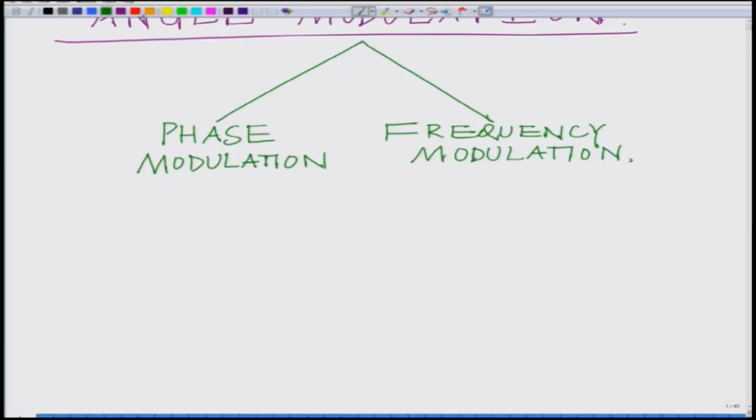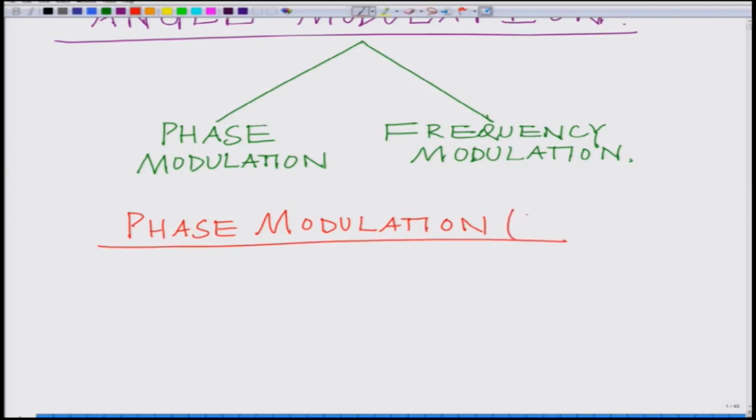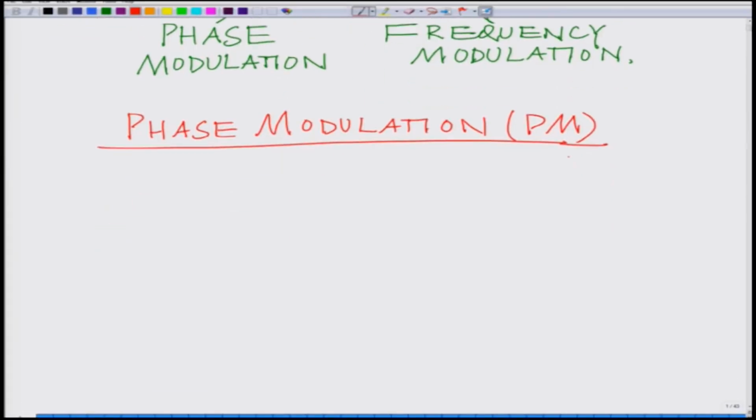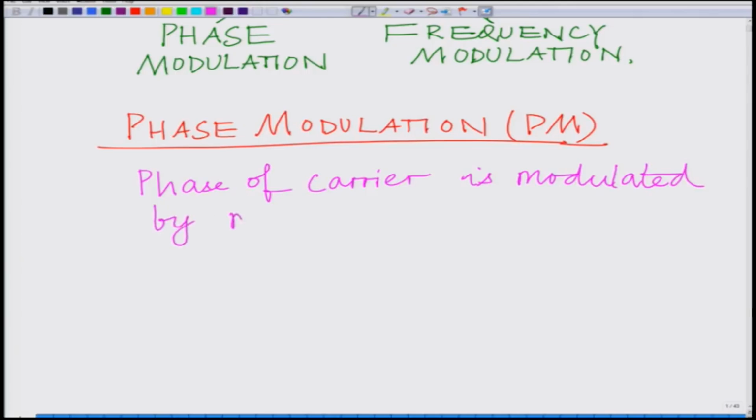Now in phase modulation, as the name implies, which can be denoted by PM, we have the phase of a carrier modulated, or varied, by the message signal. So, the phase of the carrier is modulated by the message signal.